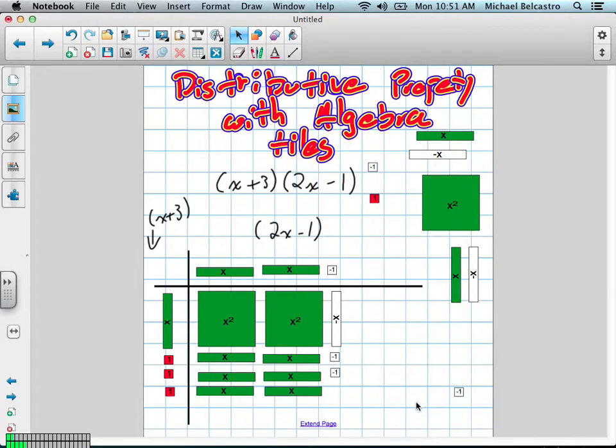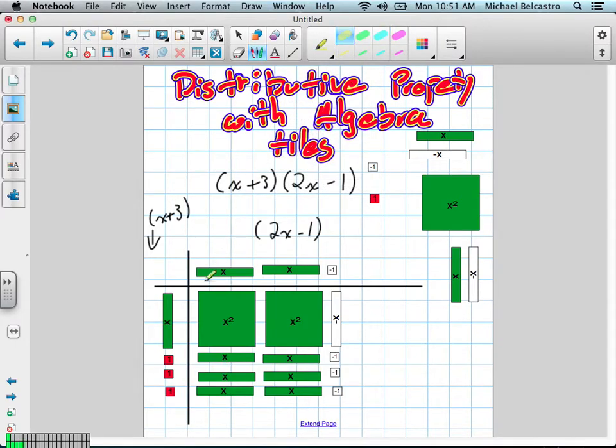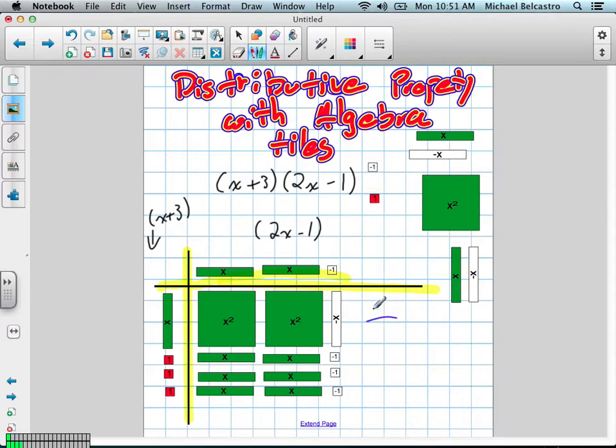Okay, so here's the important part. We've got everything underneath now. And what I mean by underneath is that little column that we set up. I'll highlight it. These lines here separate the question. So these are all of our terms.